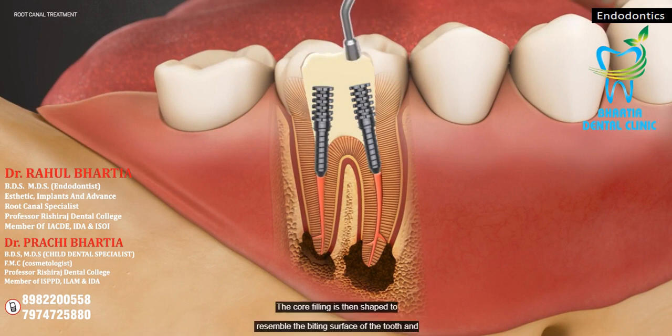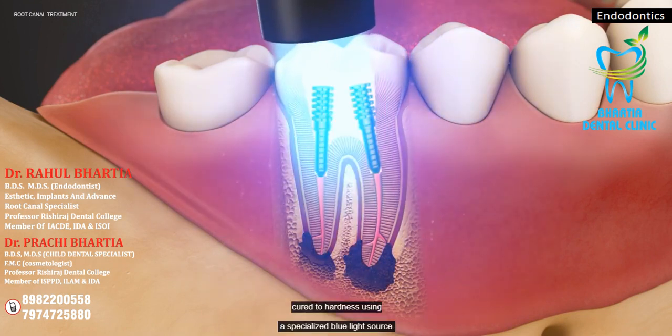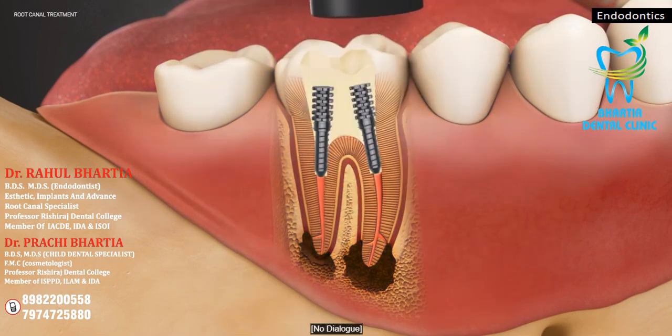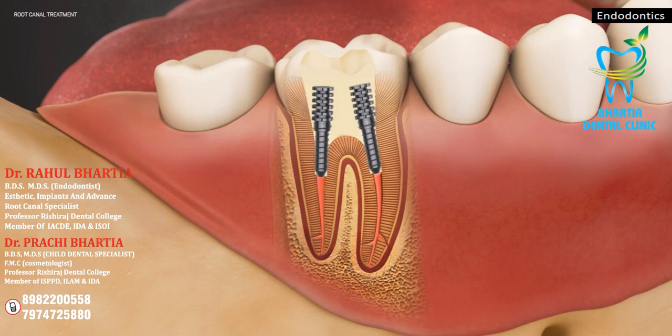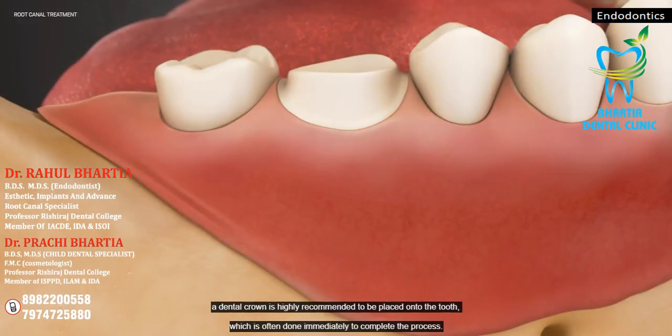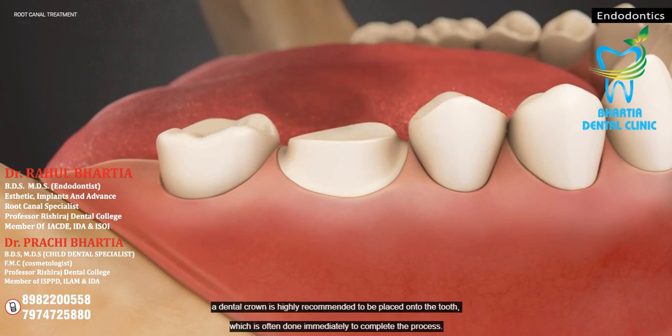The core filling is then reshaped to resemble the biting surface of the tooth and cured to hardness using a specialized blue light source. To limit the possibility of breakage or fracture of the tooth after the procedure, a dental crown is highly recommended to be placed onto the tooth, which is often done immediately to complete the process.